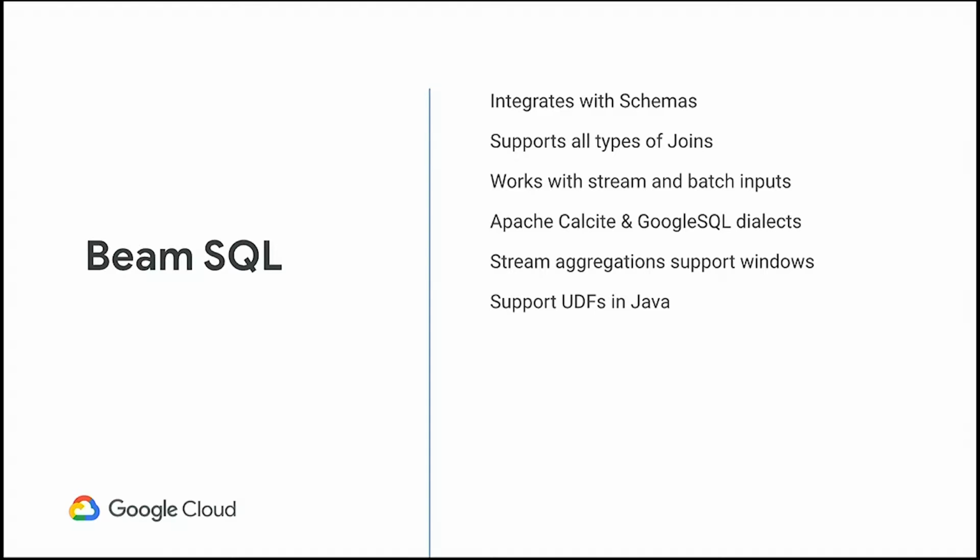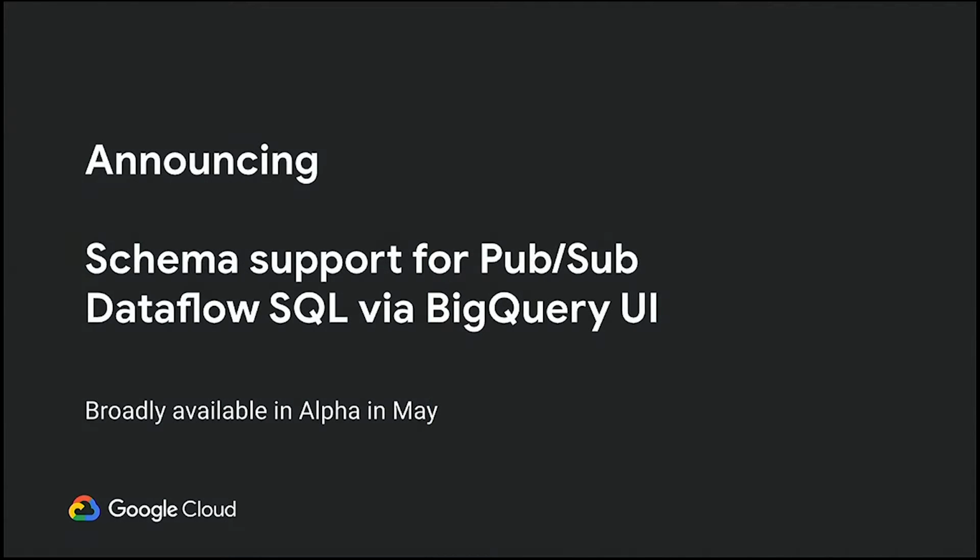And so the Beam SQL feature integrates with schema. It supports all kinds of joins. It supports both streaming and batch modes, can join streams and tables, and does lots of other good things. Yesterday, we announced the integration of SQL into the BigQuery UI. In addition to that, we also announced schema support for PubSub.